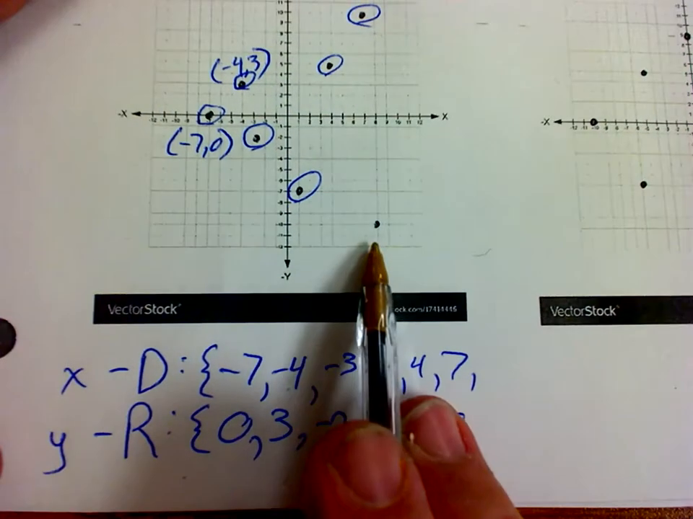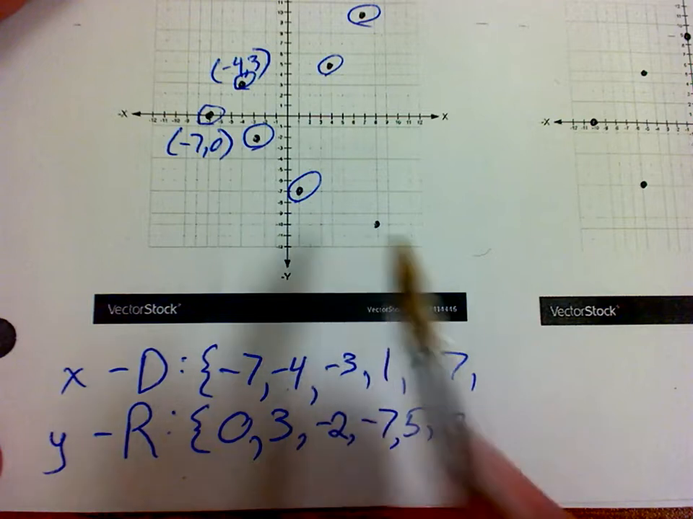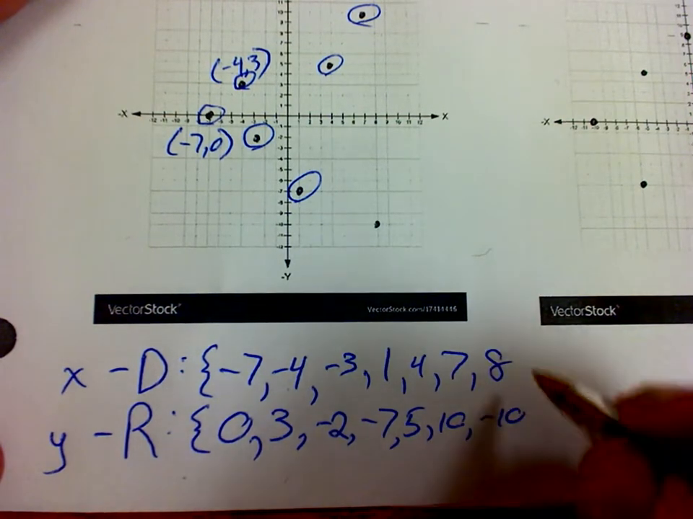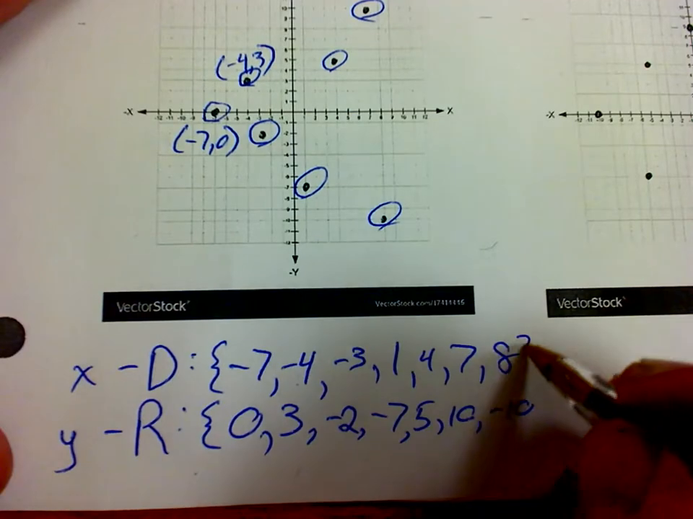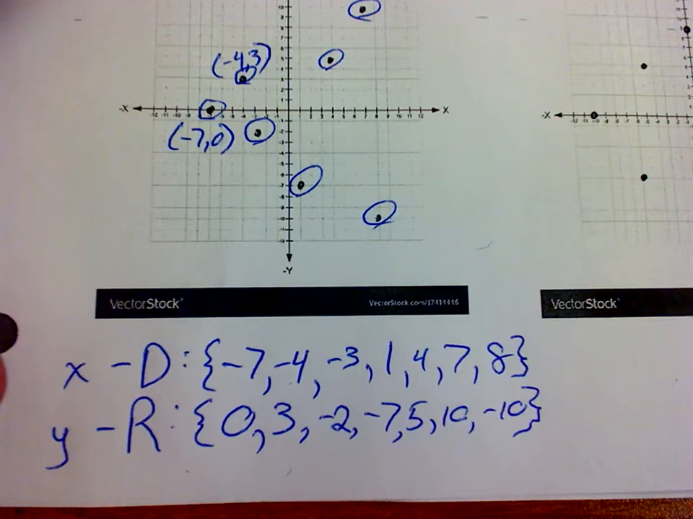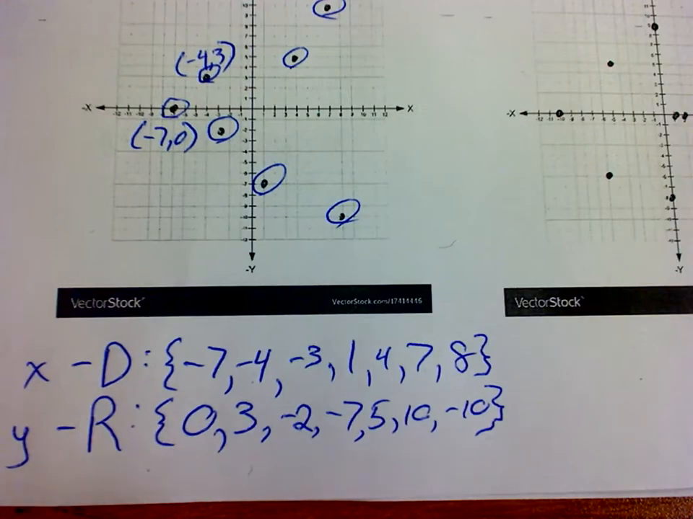This one down here is then located at 8, -10. All right, there's no 8s, we write it. There's no -10s, we write it. And since that's the last point, this would be my domain for this graph, and this would be my range for this graph.